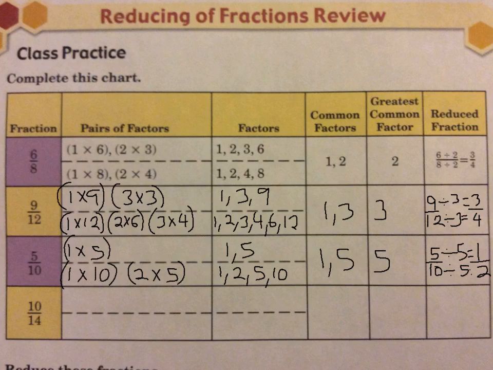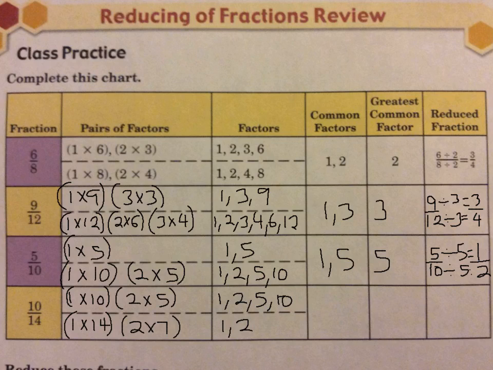Okay, now we'll look at 10 over 14. 1 times 10, 2 times 5. Our factors will be 1, 2, 5, and 10. Now let's look at 14. We get 1 times 14 and 2 times 7. And our factors are 1, 2, 7, 14.